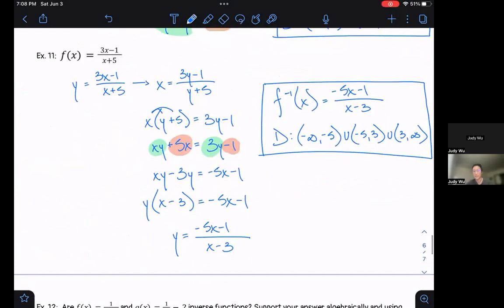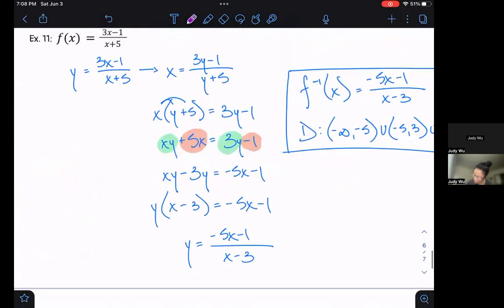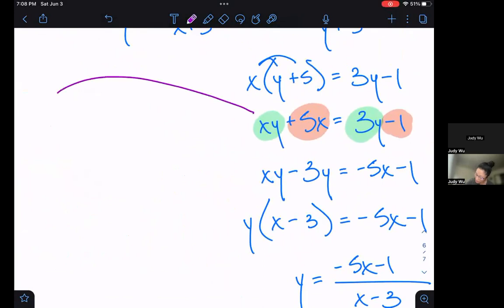All right. Now, if we were in class doing this together, my assumption is that someone would ask me, hey, back at this step, what if I had moved the xy to the other side and I added 1 to the left-hand side? We could do that. All right, that might look something like this. 5x plus 1 equals 3y minus xy.